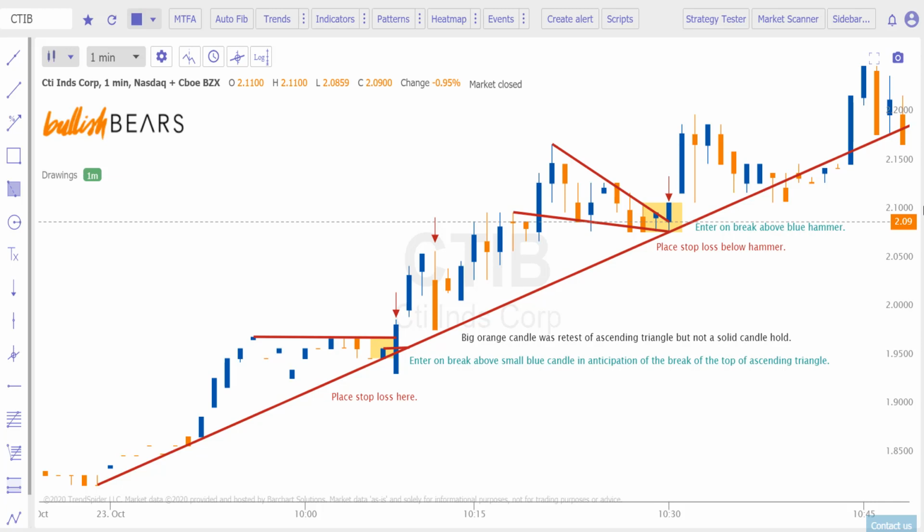Now, if you're going to get in anticipation of the break of the ascending triangle, that small little blue candlestick that's highlighted there, that's where you would get in on the break above that candlestick, and then you would place a stop loss in the middle of that ascending triangle base. So you would get in right where that blue candlestick is as it's breaking above that smaller candlestick, using a stop loss halfway up the ascending triangle. And if you get in anticipation of the break, you want to see it break out and then hold above that top of the ascending triangle.